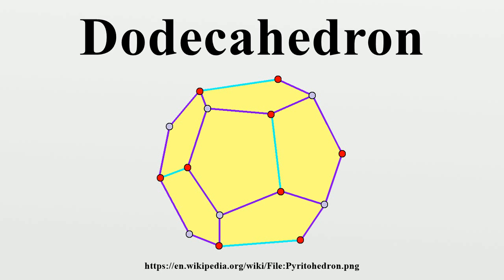Snub disphenoid: 12 triangles, D2d symmetry, order 8. Elongated square dipyramid: 8 triangles and 4 squares, D4h symmetry, order 16. Metabidiminished icosahedron: 10 triangles and 2 pentagons, C2v symmetry, order 4. Congruent irregular faced. Hexagonal bipyramid: 12 isosceles triangles, dual of hexagonal prism, D6h symmetry, order 24.